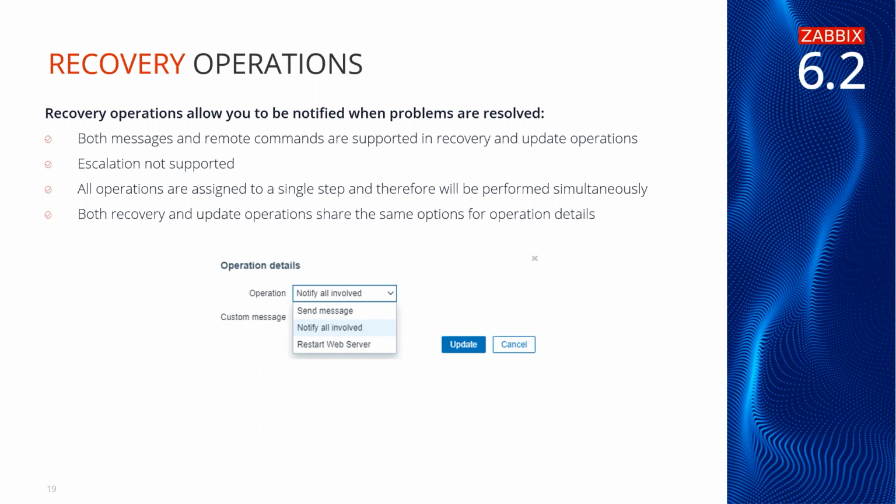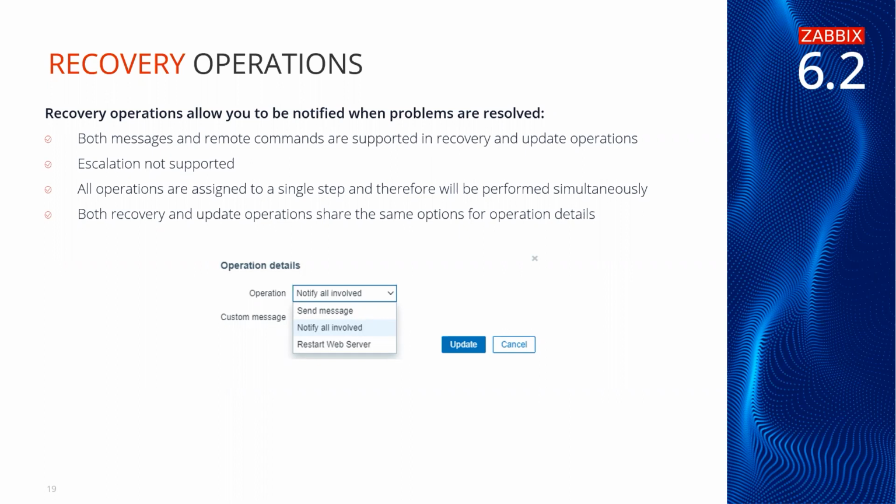But escalation is not supported because it's not its nature. You have an update, you want to know when the update happened. You don't want to keep receiving recurrent or delayed messages about that update. The problem is already on fire, right? And for the recovery, there's no escalation because the problem is solved. Why would you like to receive another message?